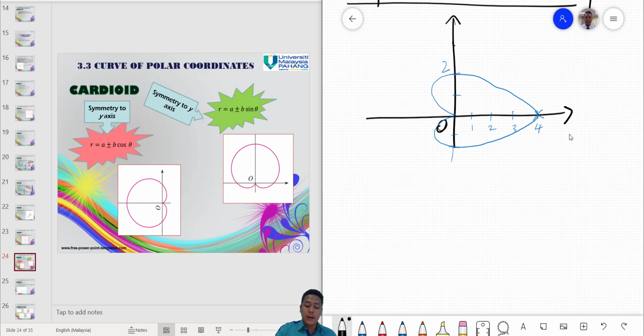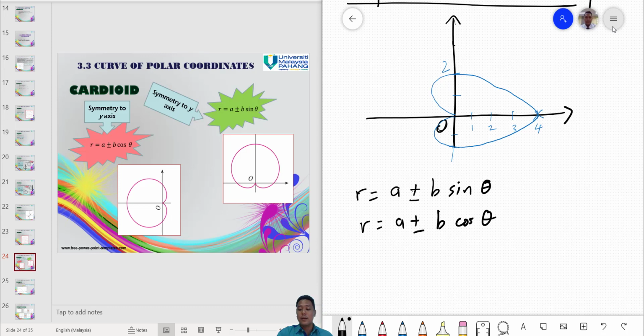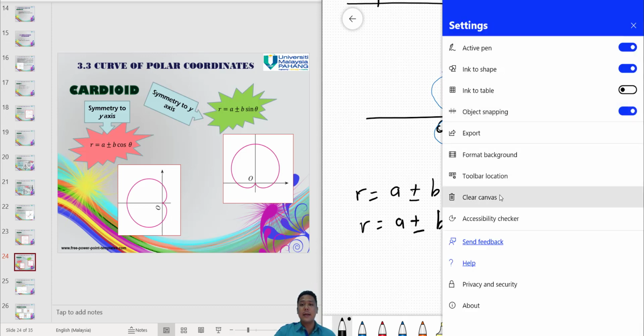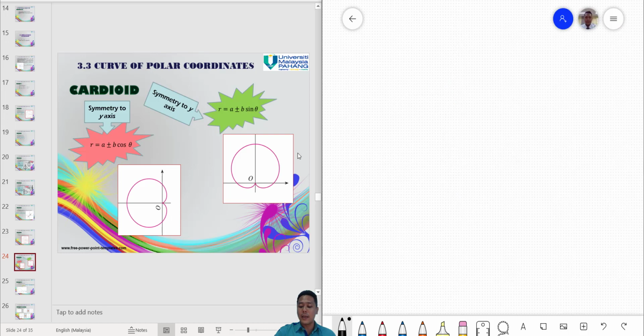Therefore, the shape of cardioid can be represented either as a, I use a here to make it consistent with the slide. It can be either a plus or minus b sin theta. It can also be a plus or minus b cos theta. Here is the summary of a general form of equation specifically for cardioid.